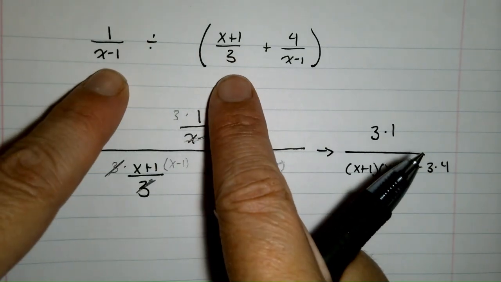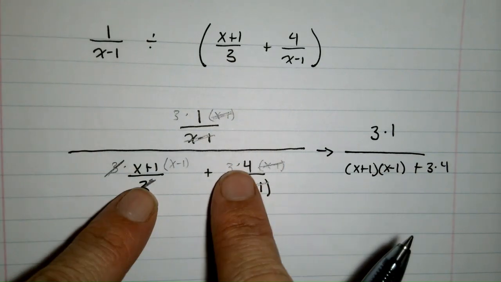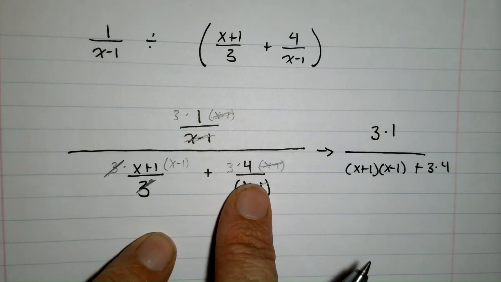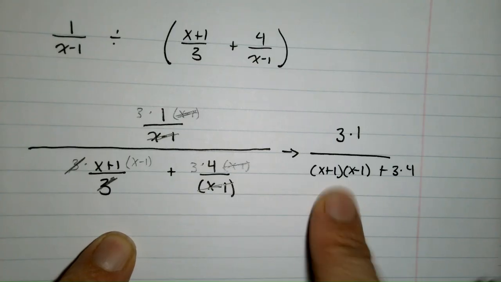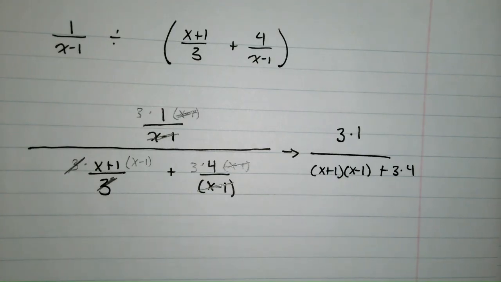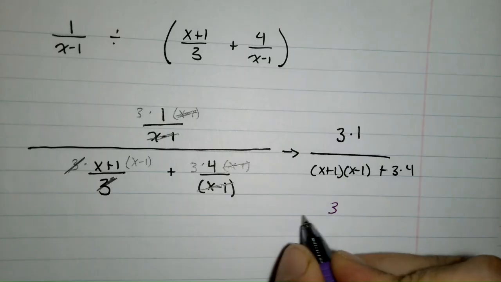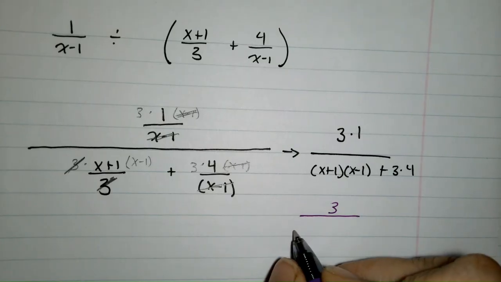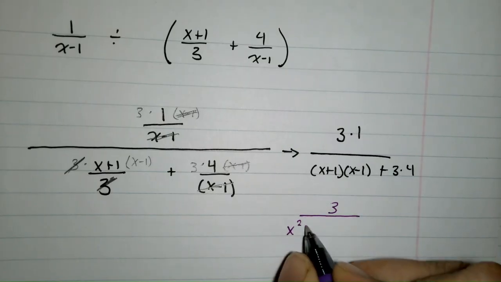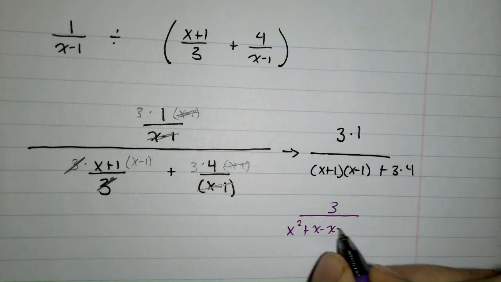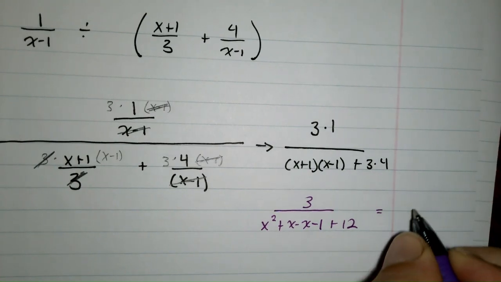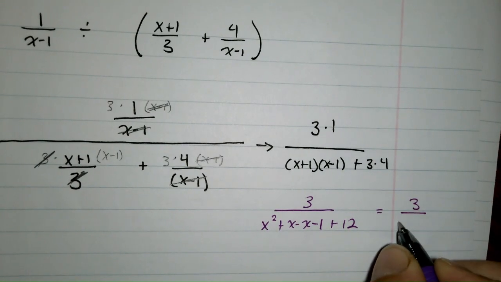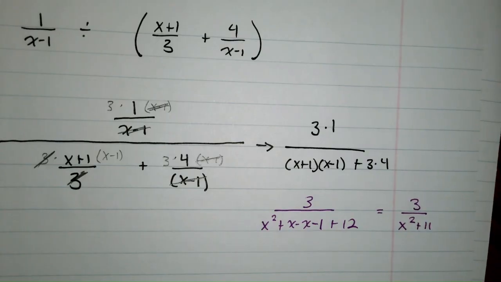So while this looked not fun, and then when I switched it up and rewrote it, it looked really not fun, that doesn't look bad to me. 3 times 1 is 3. Let's FOIL that out because the denominator is not simplified. x squared plus x minus x minus 1 plus 12. 3 over x squared plus 11. Boom, done.